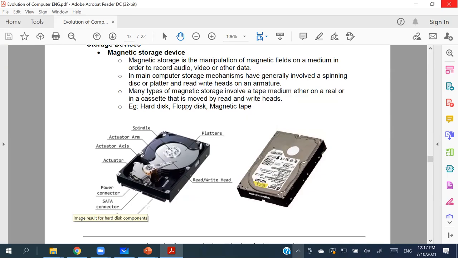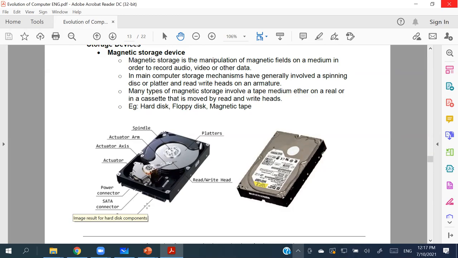I'll show you about this. There's a very nice video regarding this. So you can see how it happens, right? So you can see a particular component called head is allowing you to read and write on the places where we can store the data.